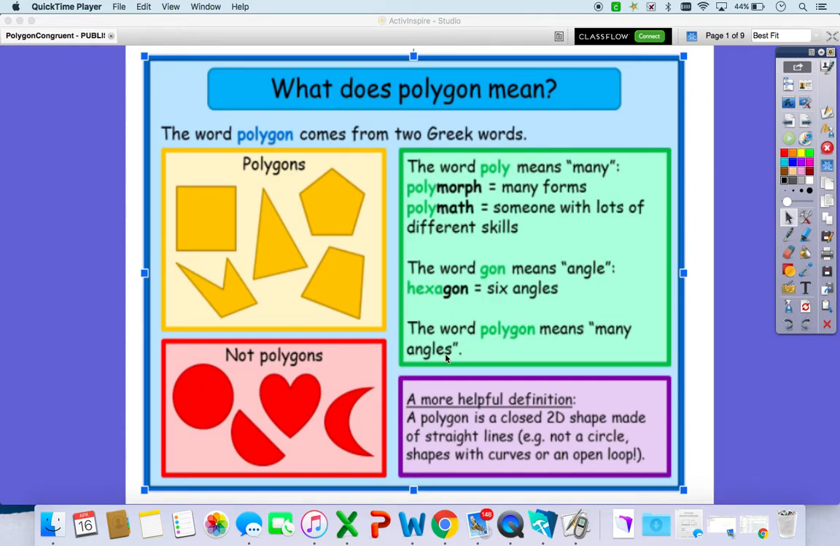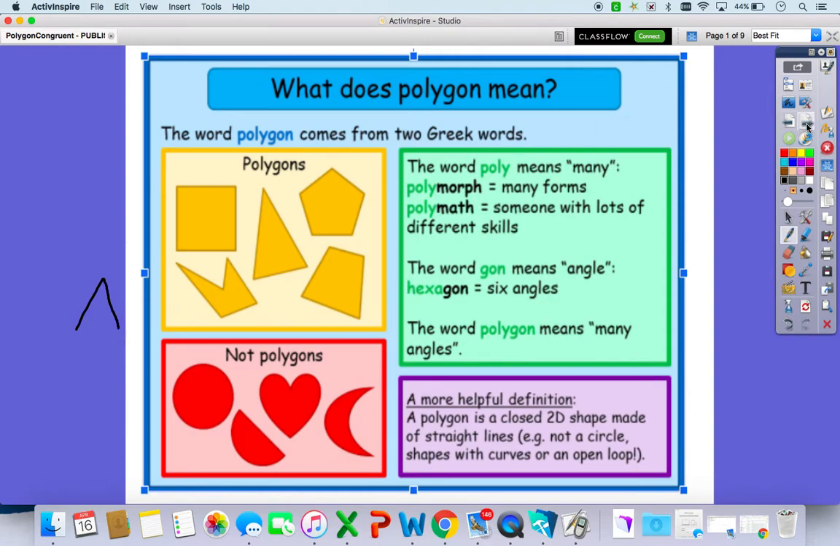many angles. These are some examples in red of shapes that are not polygons. These are not polygons because they either have a curved line or an open line. For example, all of these right here show us some curved lines. An open line may look something like this. It is open right here, so it is not a polygon.